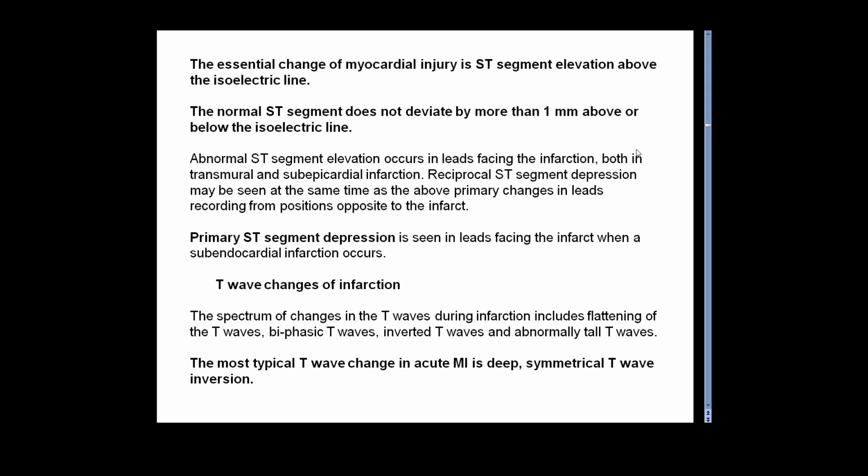The normal ST segment does not deviate by more than 1 mm above or below the isoelectric line. The essential change of myocardial injury is ST segment elevation above the isoelectric line. Abnormal ST segment elevation occurs in leads facing the infarction, both in transmural and subepicardial infarction. Reciprocal ST segment depression may be seen at the same time as the above primary changes in leads recording from positions opposite to the infarct.